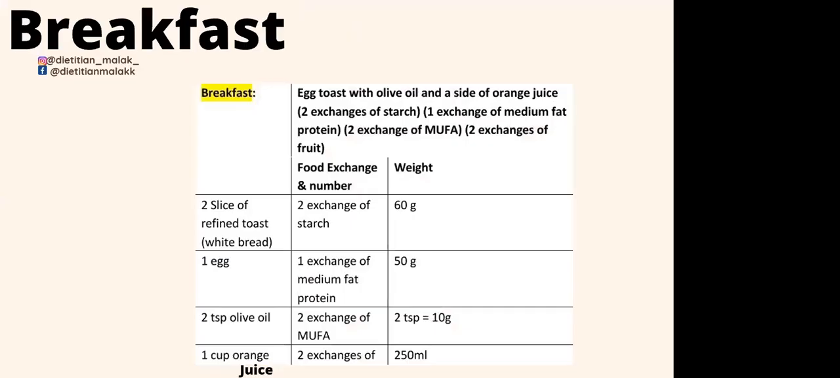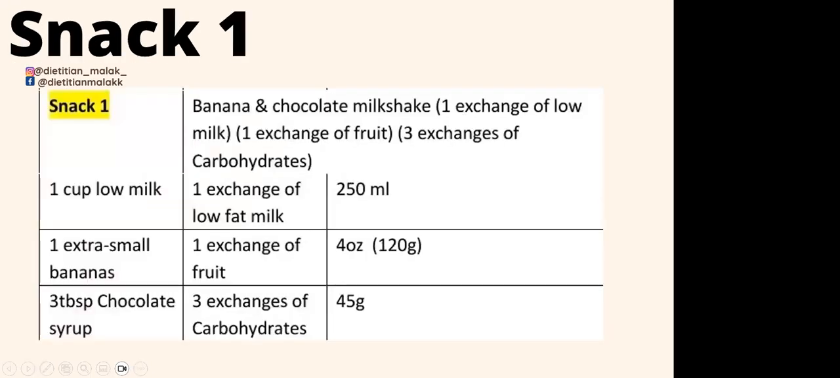Okay. So for our breakfast, because we need to obviously keep in mind that if our patient is Middle Eastern, the diet should be very much customized and just very individualized. So our patient is Lebanese, so we try to include Lebanese dishes as much as possible. Starting with our breakfast, we just went for the basic egg toast with olive oil and a side of orange juice. And then for our first snack, we went for a banana and chocolate milkshake.